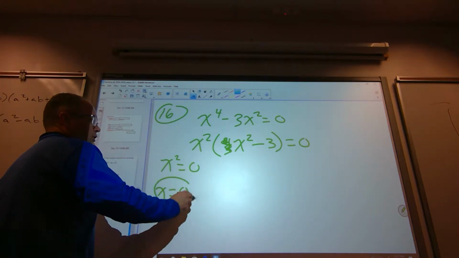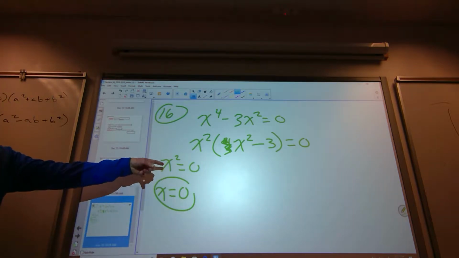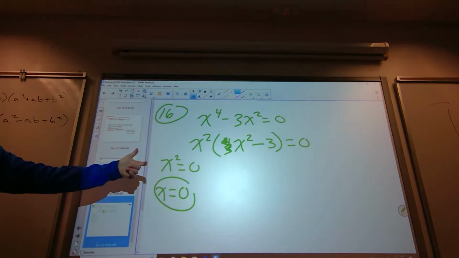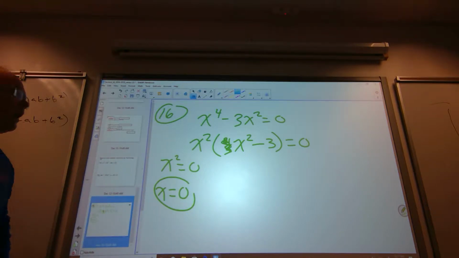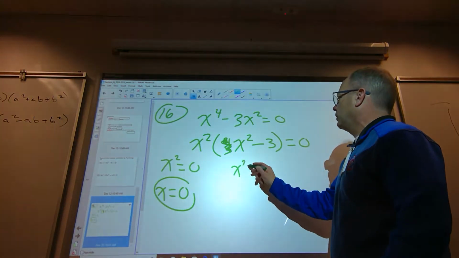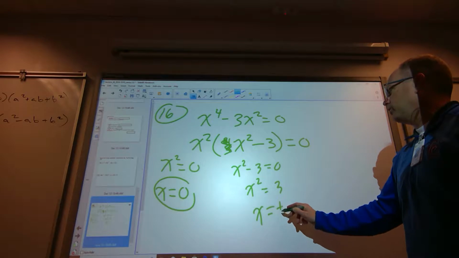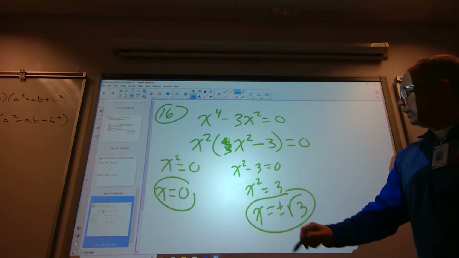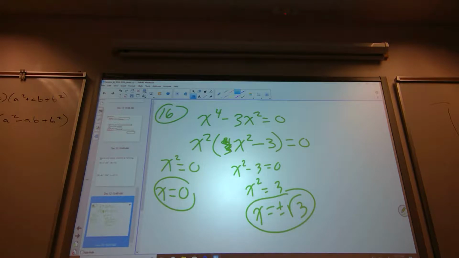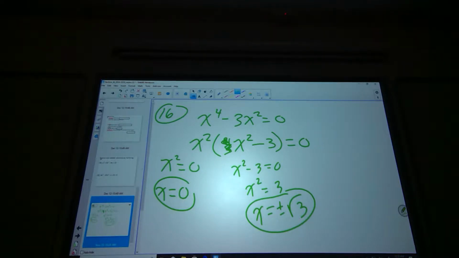So if this was graphed, what would this be doing? Bounce, wiggle, cross. Bounce. Good. And then this one, x squared minus 3 equals 0. x squared equals 3, so x is equal to plus or minus root 3. Positive root 3 is one answer, negative root 3 is another answer. So those would both be a crossing. Cool?